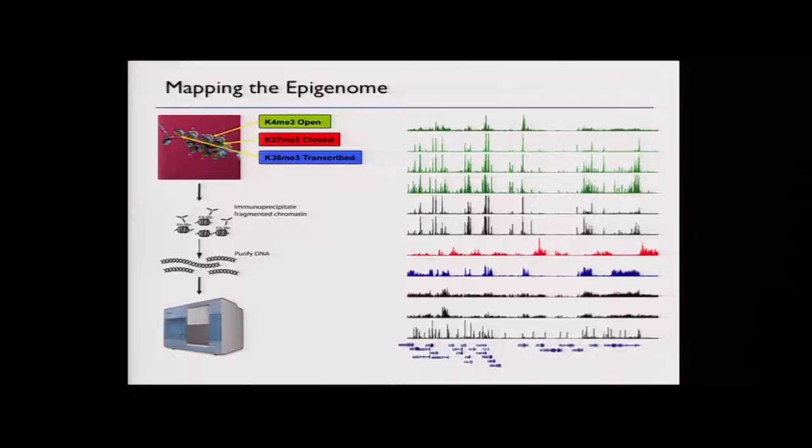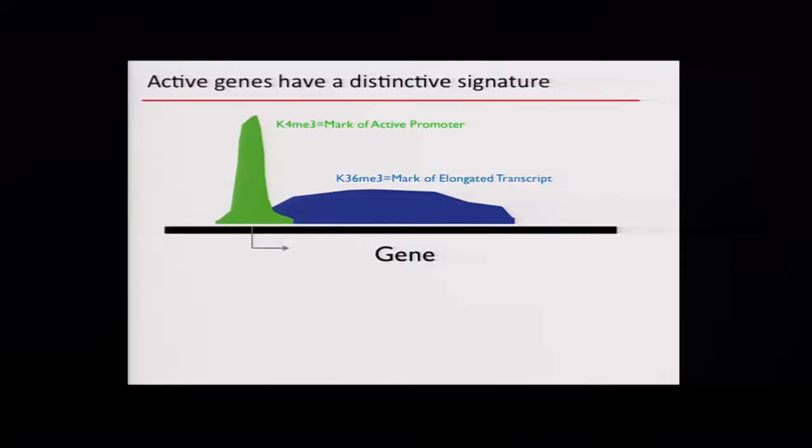Get an antibody that recognizes any particular modification, pull down the DNA that's attached to that modification, sequence it, lay it on the map, and you build yourself maps. Maps of this flavor of modification, that flavor of modification, that flavor, and all the places that have that modification get pulled down, sequenced, and laid out on the map. And you can begin to see things like genes that are turned on have distinctive signatures. Green bits and blue bits.